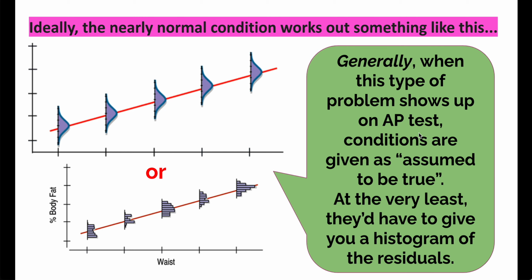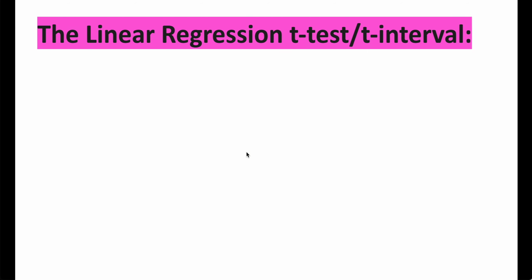At the very least, they would give you a histogram or a graph of the residuals so you can say, hey, they're normal. But we very rarely see questions like this on an AP exam where you have to talk about conditions. So I don't want you to worry too much about conditions, which is why I just very quickly sped through them. So let's actually do a test or interval.